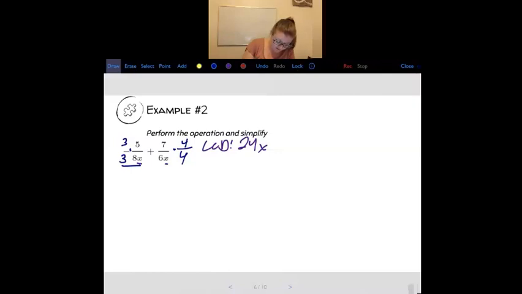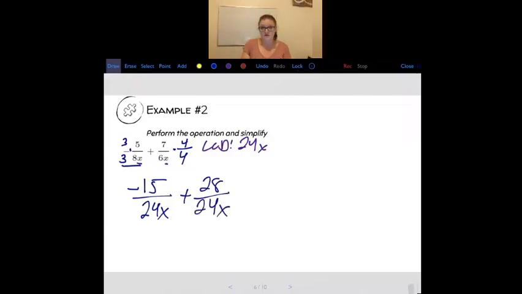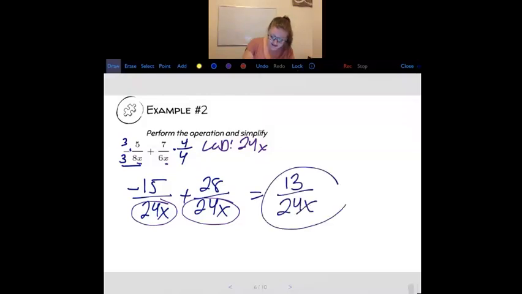Negative 3 times negative 5 is negative 15. 3 times 8x is 24x. Plus 7 times 4 is 28 over 6x times 4 is 24x. It's helpful to write that out too to make sure that your denominators are in fact the same. And so now we add. Negative 15 plus 28 is 13 over 24, and the x stays in the bottom.